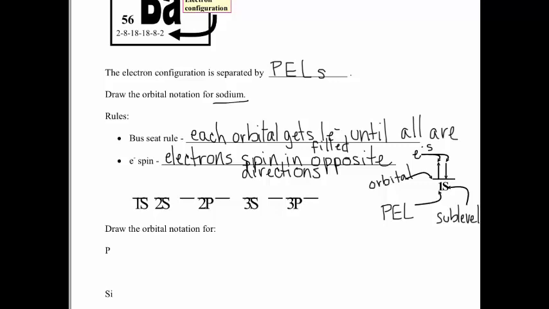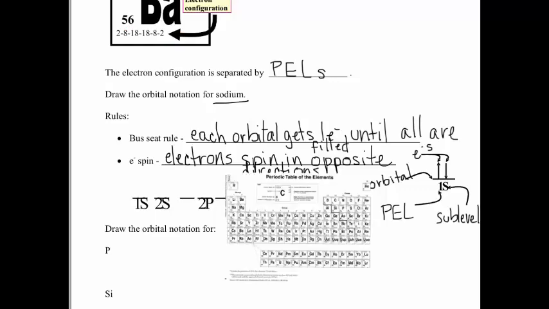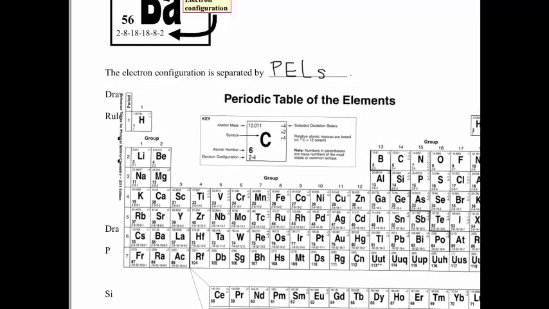In order to do that, we're going to need the electron configuration. We used to have to do this just based on the atomic number. Now we get this, which makes our lives a lot easier. So let's pull up our periodic table. So here's our periodic table. We need to find sodium.